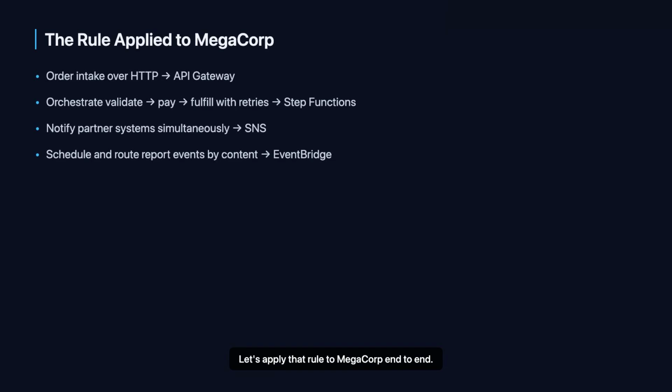Let's apply that rule to MegaCorp end-to-end. Orders come in over HTTP, so the intake is API Gateway. Once an order lands, we need to validate, pay, and fulfill with retries. That's Step Functions orchestrating the workflow. When the order's done, and we need to notify several partner systems at the same moment, that's SNS, fanning out, and routing report events by their content from many different sources is EventBridge. One architecture, 4 services, each chosen by its keyword. That's exactly how these scenario questions want you to reason.